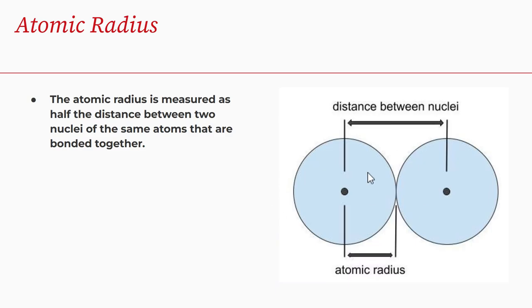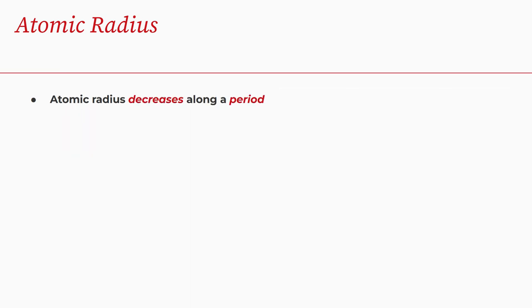The atomic radius is the distance between the center of the nucleus of an atom to its outer valence shell. So think of it like the radius of a circle. We measure this by getting half the distance between two nuclei of the same atoms that are bonded together. That's because we can actually measure this distance, but measuring an atomic radius directly is not possible. So we measure the distance between two nuclei of the same atom bonded together, we take half of that, and that's how we find the atomic radius.